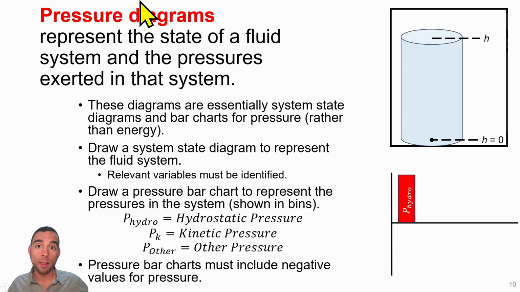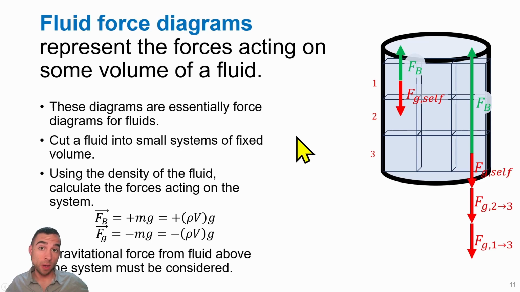Pressure diagrams are a lot like system state diagrams and energy bar charts. They display a fluid system with all the relevant variables listed. So far we've only learned about hydrostatic pressure, so you have to list the height. And then we also have a bar chart that keeps track of the different amounts of pressure relative to each other. So here I have all hydrostatic pressure in this system. At the reference point that I've set, h equals 0 as the bottom of the container. And remember, some pressures like gauge pressures can end up being negative, so you'll want to include a negative area in these axes.